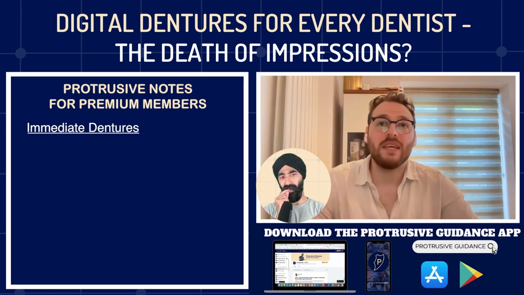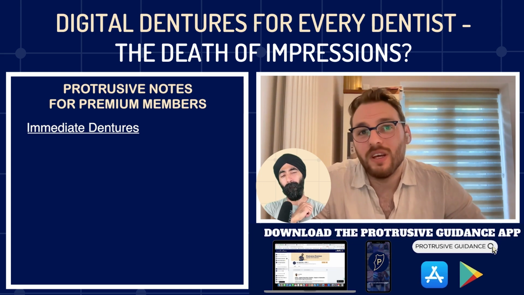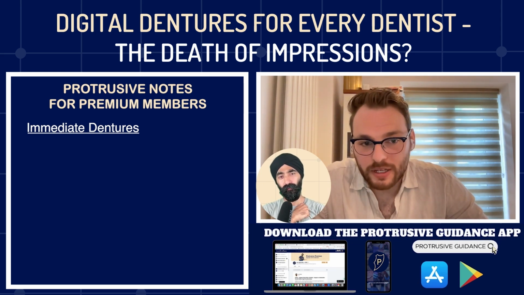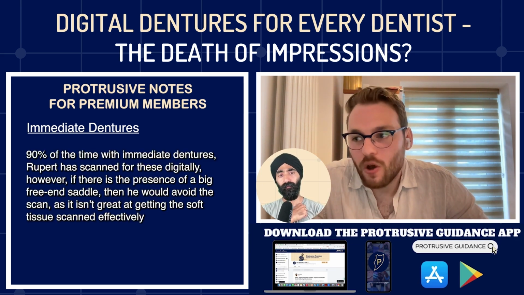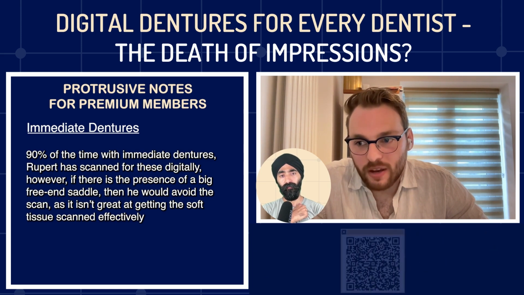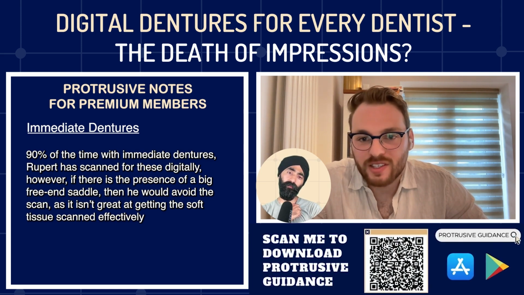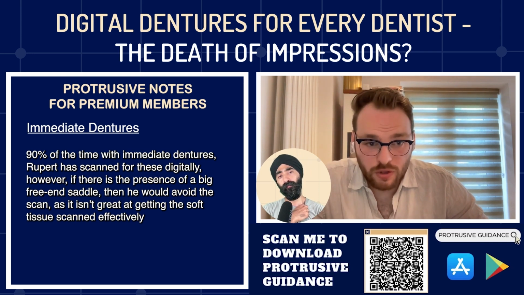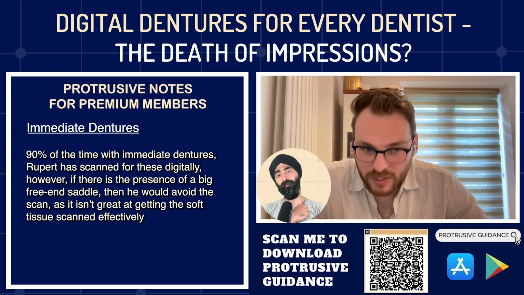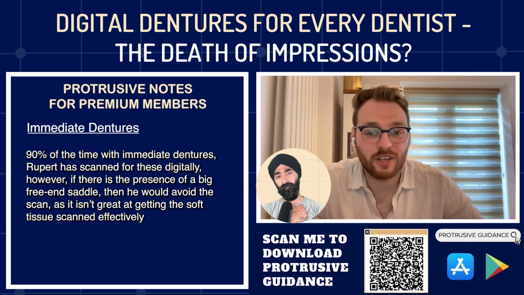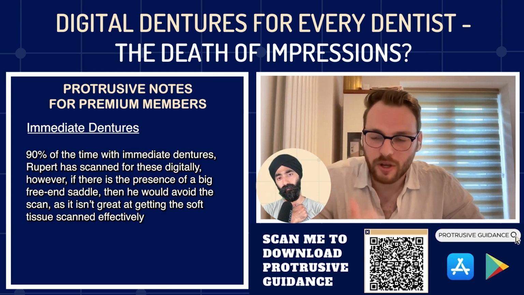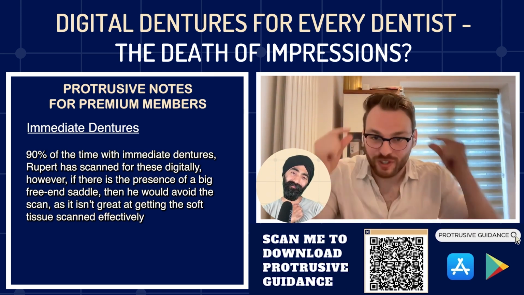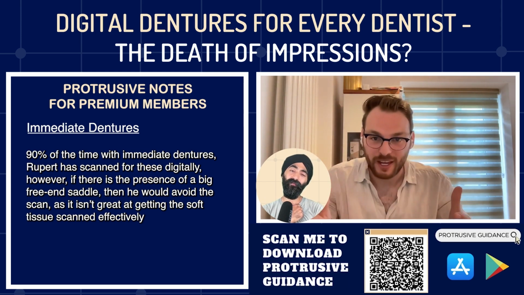100%. So for me, pretty much, I'd say 90% of my immediate dentures I scan for. The only times I don't scan would be if I've got a big free end saddle already, because the scan isn't great at getting the soft tissue. Things like the Trios and the Primescan are much better. Obviously, things like the iTero you mentioned earlier, that's Prime for Invisalign, so it wants to see teeth everywhere. It's not that great at picking up pink.